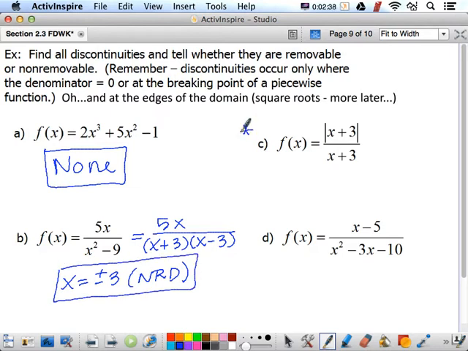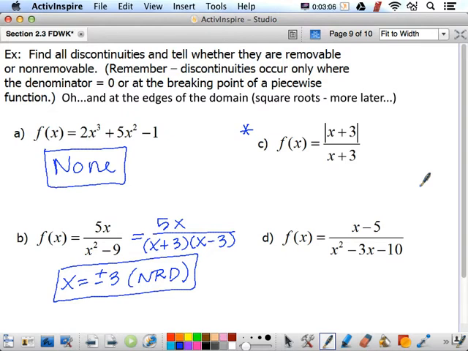Now this guy, part C, is kind of a unique problem. We've been looking at him off and on all semester. We have f of x equals the absolute value of x plus 3 divided by x plus 3. It looks like a rational function, and in some ways it is. It's going to have its problem where the denominator equals 0, which is at negative 3. And it produces a 0 over 0 if we substitute negative 3 in, right?